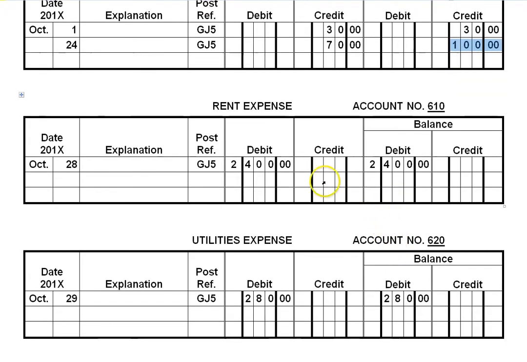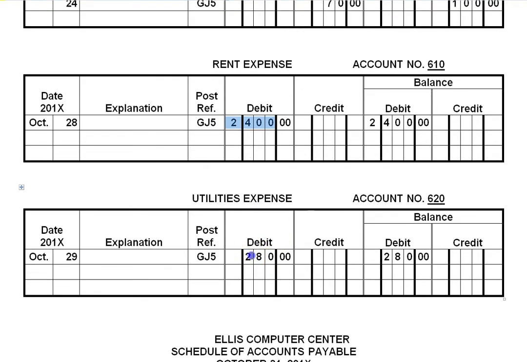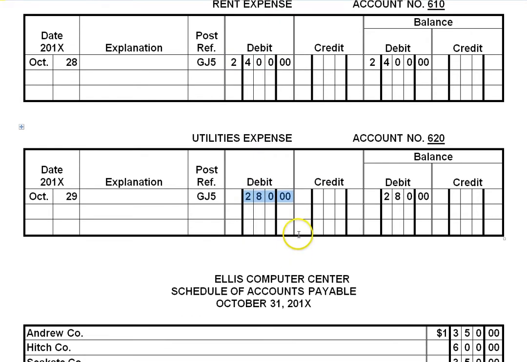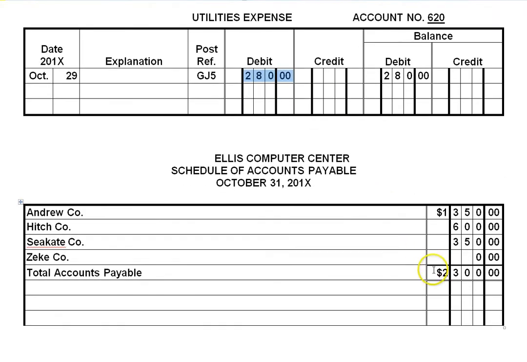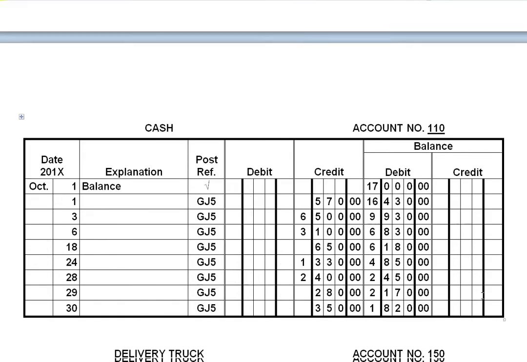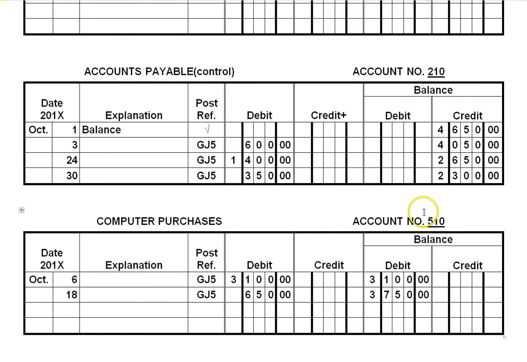These other postings came from those random transactions. You paid your rent, you debit rent, you paid your utilities, you debit utilities, and there's your account balance. Again, there's your schedule of accounts payable from the subsidiary ledger that has to tie in with the accounts payable account in the general ledger, and that amount, of course, goes to your balance sheet as a liability.